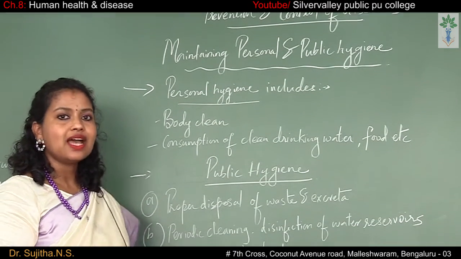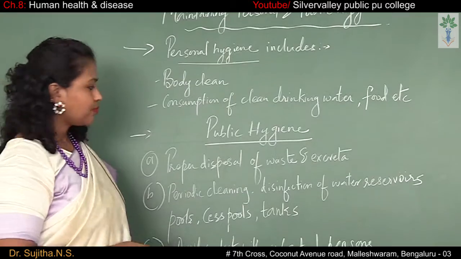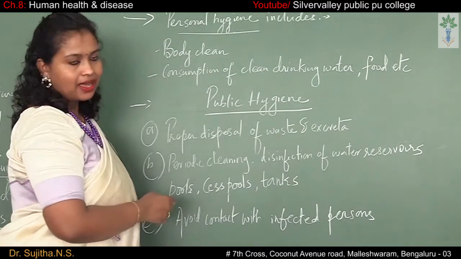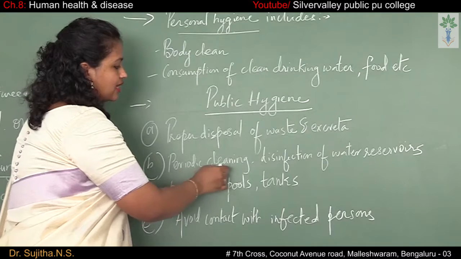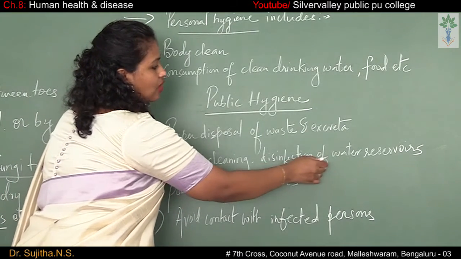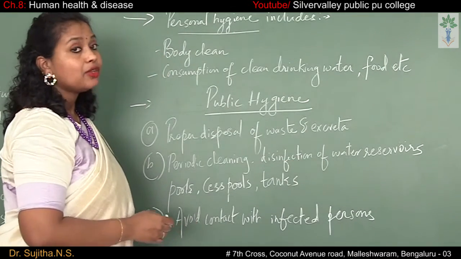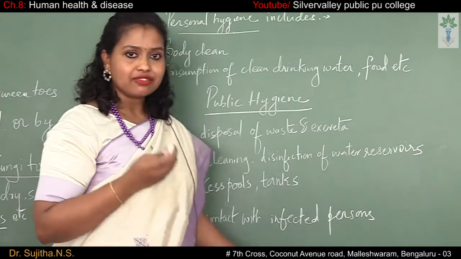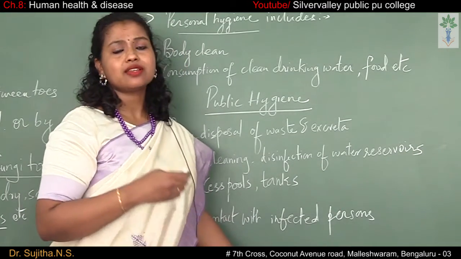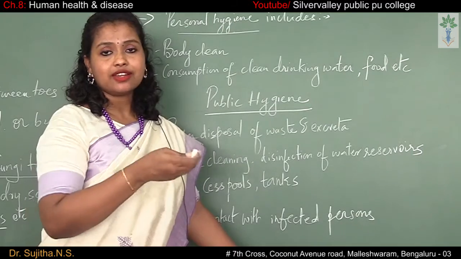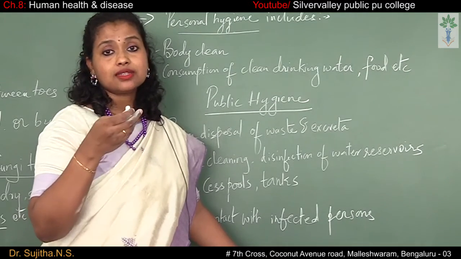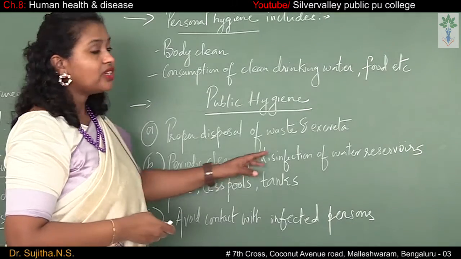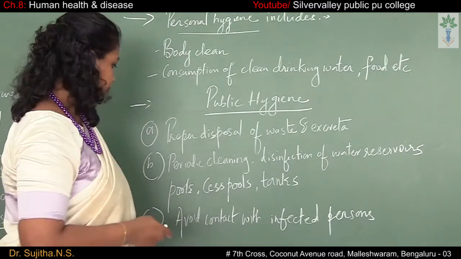The next one is public hygiene. Proper disposal of waste and excreta. The second one is periodic cleaning and disinfection of the water reservoirs. You have to periodically clean and disinfect water resources like the well in your house, or a swimming pool, or ponds. Whatever is there, you need to disinfect it regularly.